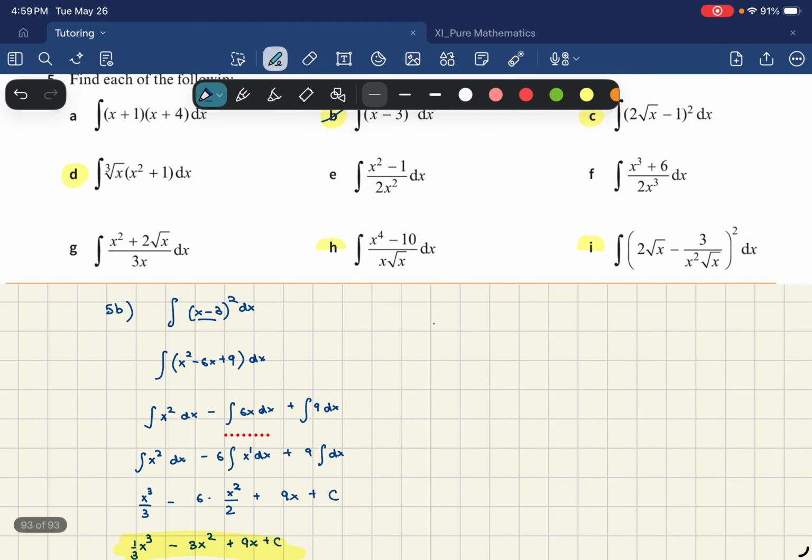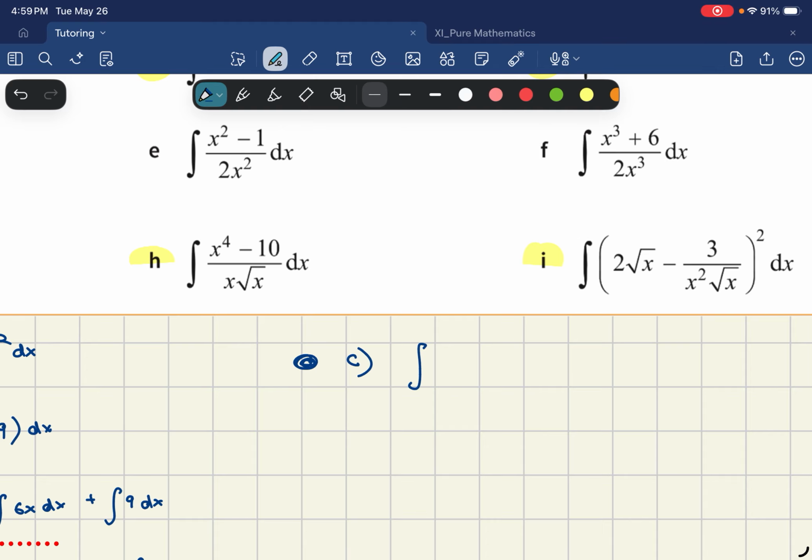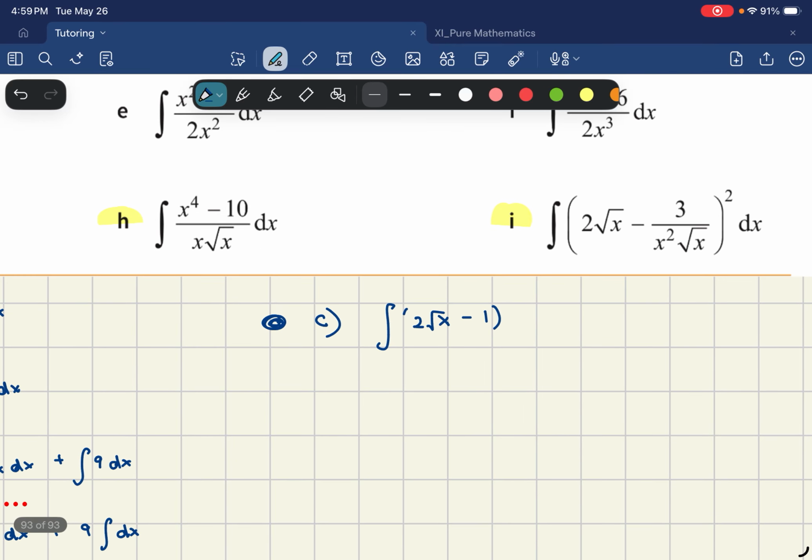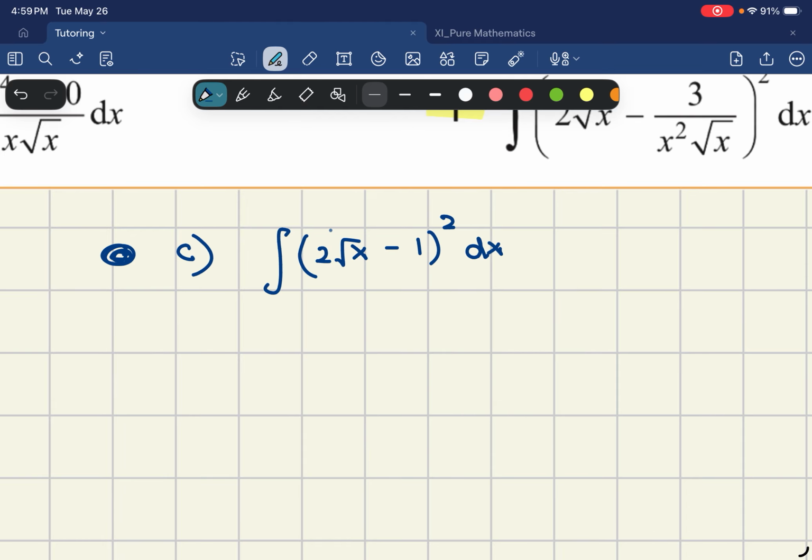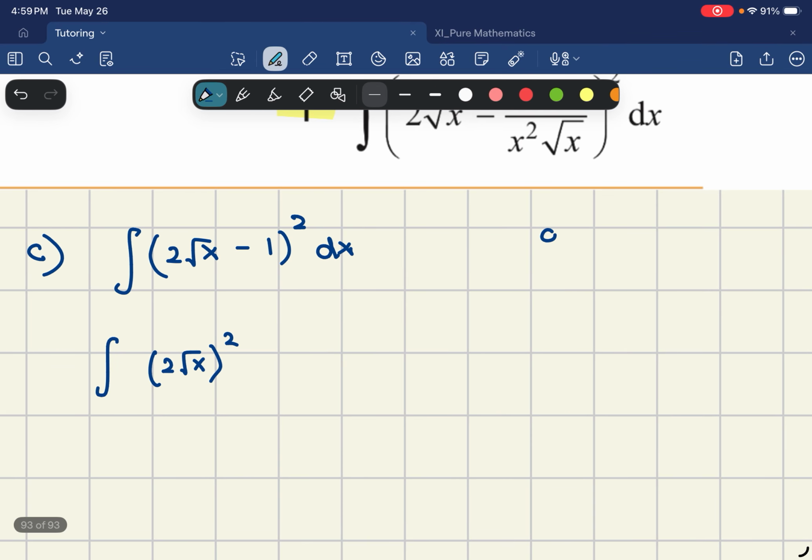(5d), sorry, 5c is the same thing, right? You are integrating 2 root x minus 1 squared dx. All right. So what happens when we square this? Well, it's going to be the first term squared, a squared. So remember, a minus b whole squared is a squared minus 2ab plus b squared. So that is what we are using. This is a, this is b.